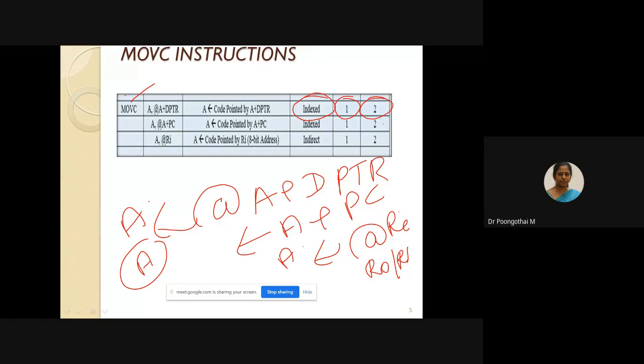Please note down all the details given in the table. MOVC A comma @A plus DPTR, MOVC A comma @A plus program counter, MOVC A comma @Ri. There is code pointed by Ri. Here you have to give an 8-bit address, but in place of DPTR and program counter, you have to give a 16-bit address. So that is the difference.